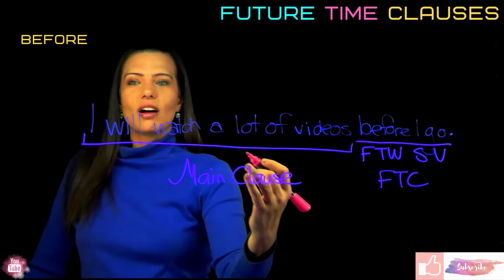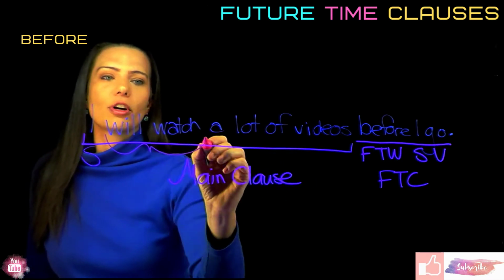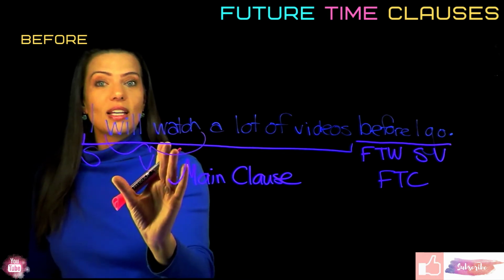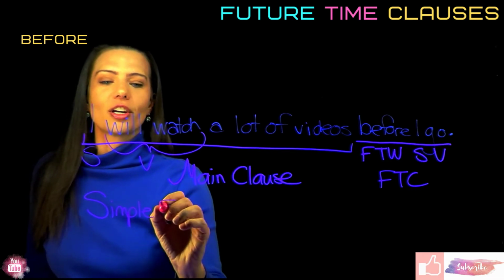So in the main clause, let's take a look. We have the subject, and then we have the verb, will watch. Now this is written in the simple future.